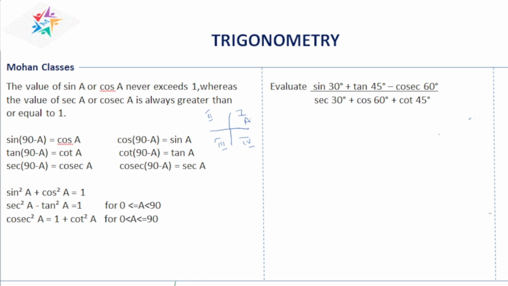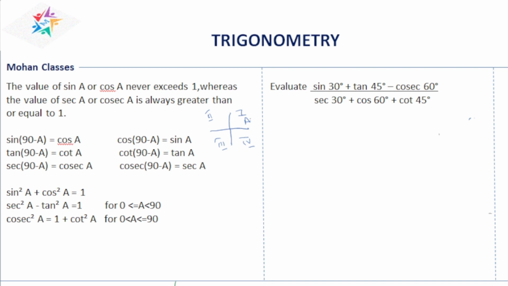Here, the value of sin A or cos A never exceeds 1, and secant A or cosecant A will be equal to 1 or greater than 1. Here sin 90 minus A.